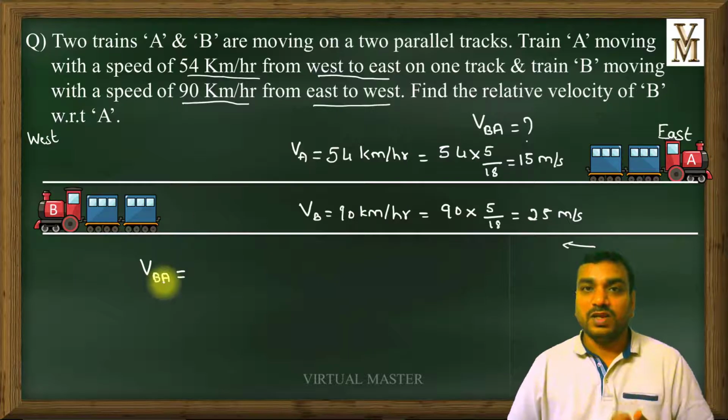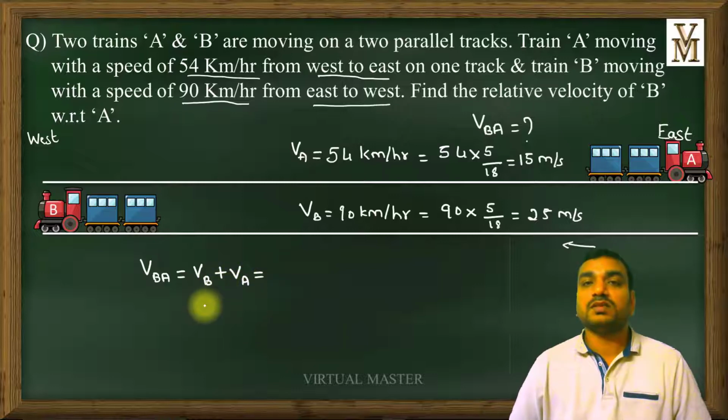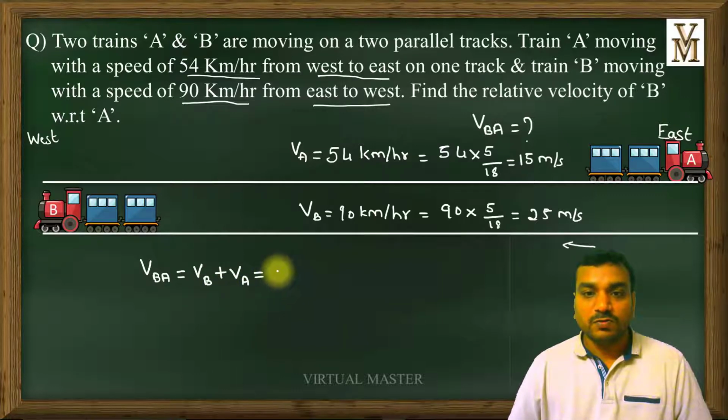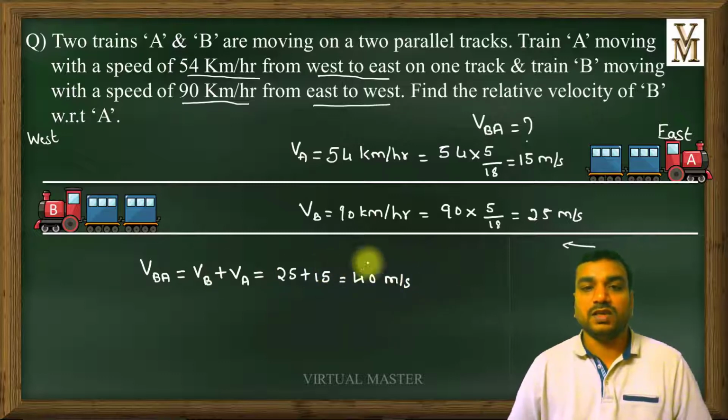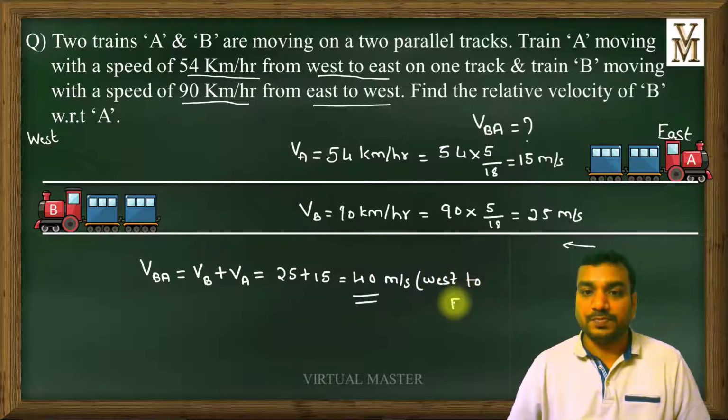That is, the relative velocity of train B with respect to train A will be equal to the velocity of train B plus the velocity of train A. VB plus VA equals 25 plus 15, which equals 40 meter per second. The relative velocity of train B with respect to train A is 40 meter per second, and its direction will be from west to east. We have to mention that also, west to east direction.